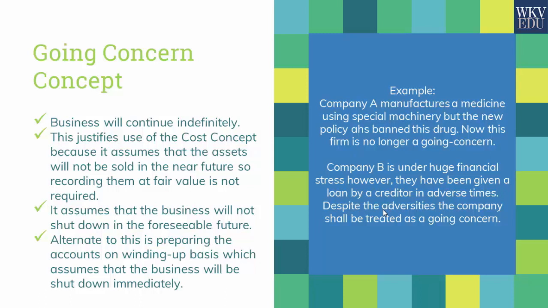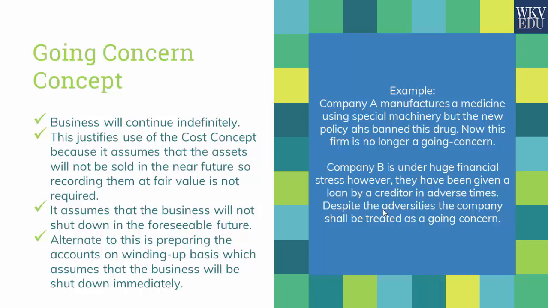Let us look at an example. Company A manufactures a medicine using special machinery, but the new policy has banned this drug. Now this firm is no longer a going concern. Company B is under huge financial stress. However, they have been given a loan by a creditor in adverse times. Despite the adversities, the company shall be treated as a going concern. So you can see that company A was manufacturing a medicine using special machinery. But now suddenly there has been a policy change by the government which has banned the drug.